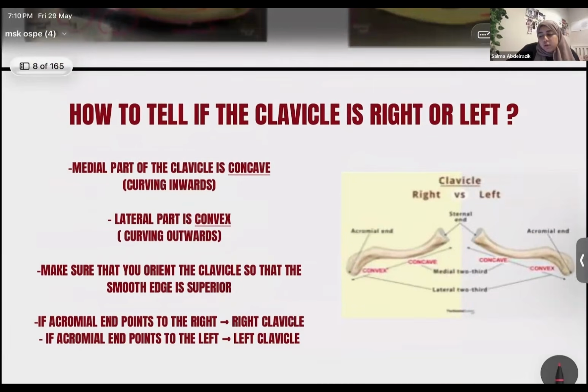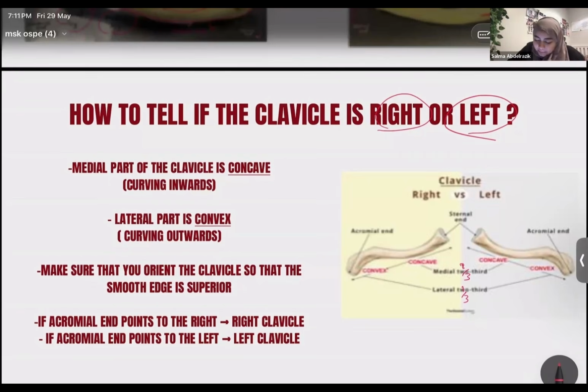Cool. Okay, how do I know if it's left or right? According to that, we'll know which side is the acromion and the sternal end. Like we said, we have the medial 2/3 and lateral 1/3. Cool? We have something called the concave side and the convex side. Concave like a cave, so it curves inwards. Convex like a lens, it curves outwards.